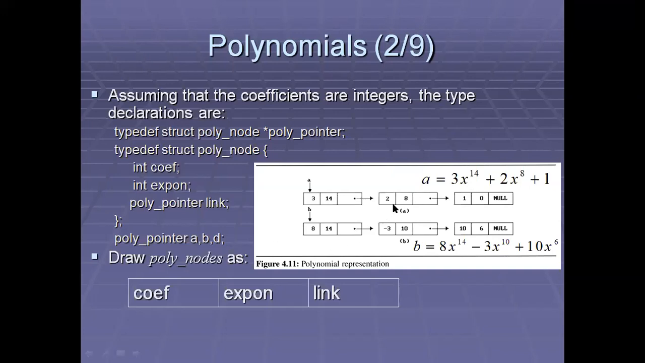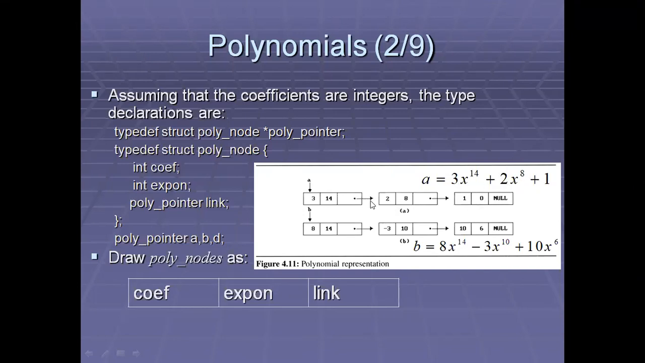In the next node, what will I keep? The next term in the polynomial. The whole is a polynomial, and each one is a term. 3x power 14 is a term, so this I will represent in one node. 2 into x power 8 I will represent in one node. 1 I will represent in one node.